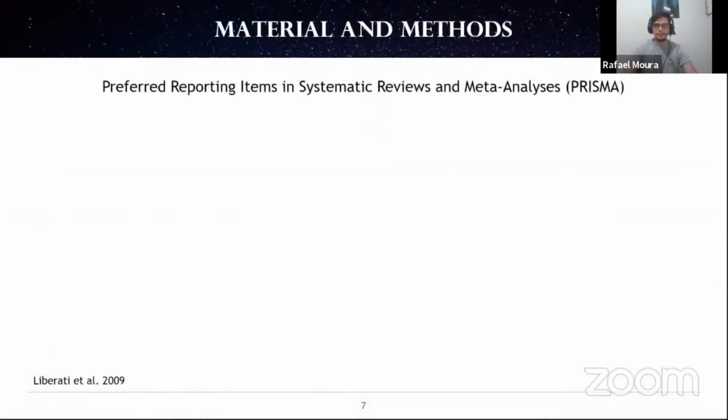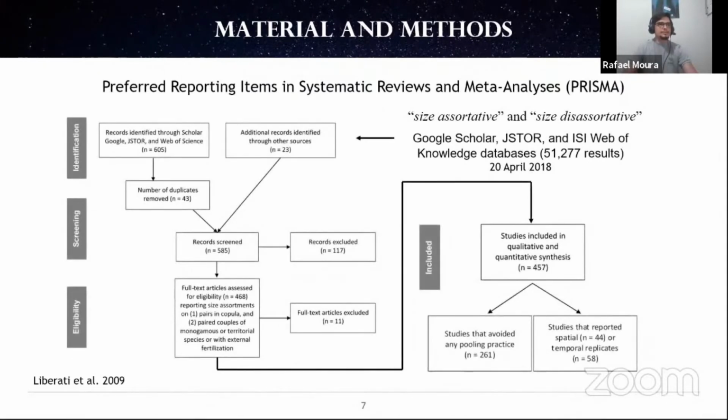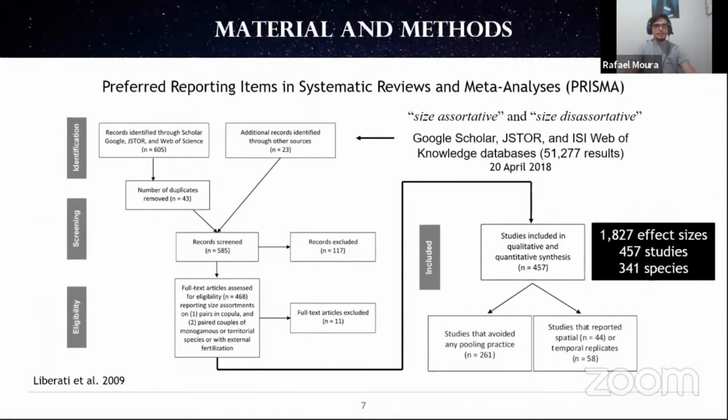So we followed the PRISMA protocol. I will not describe the details, but I will present them here. Basically, we chose two keywords, size assortative and size associative, and three databases. So we initially obtained more than 50,000 results, and our last survey was performed on 20 April 2018. In total, we obtained the largest data set about size-assortative mating published to date.